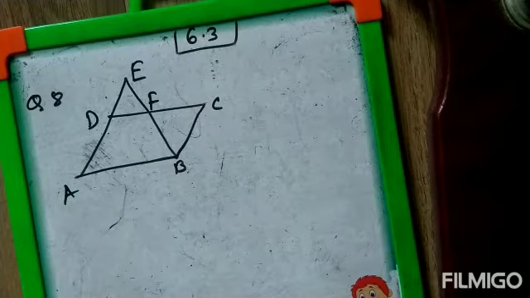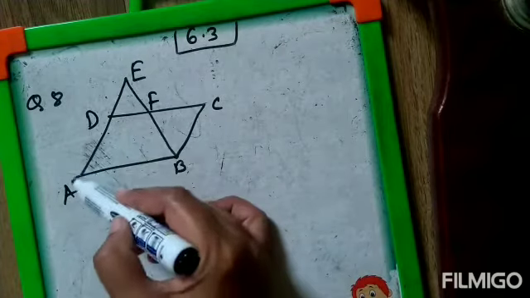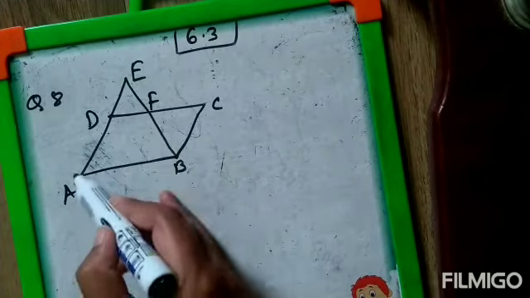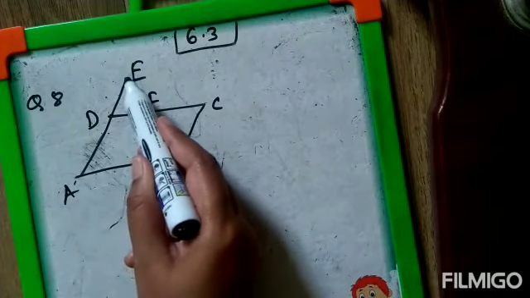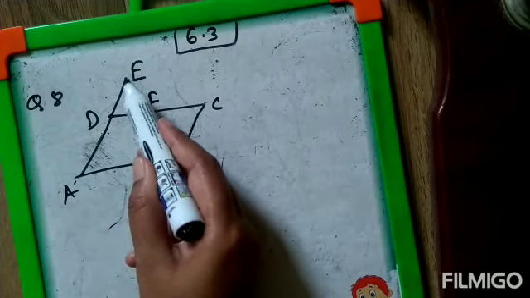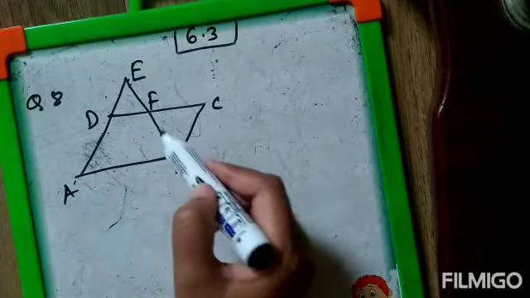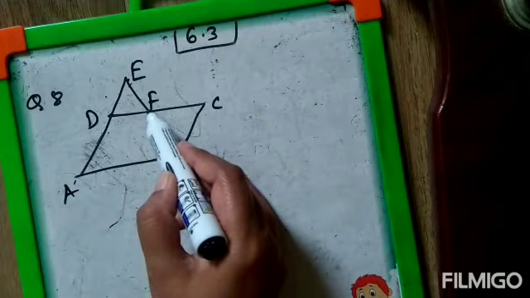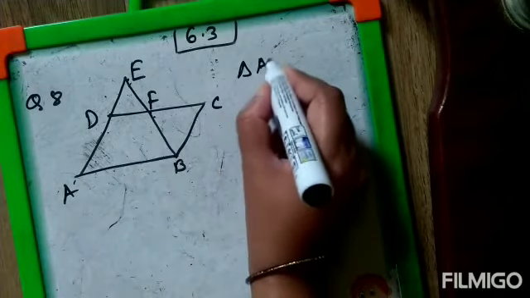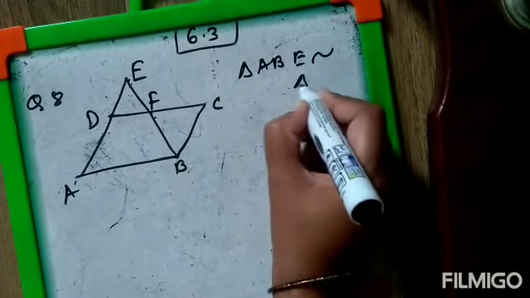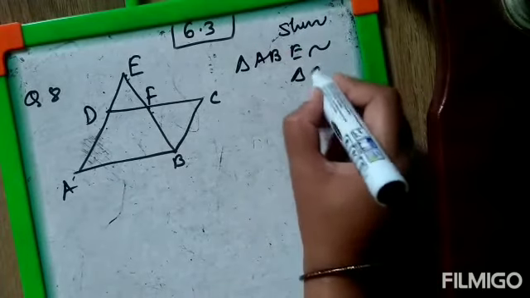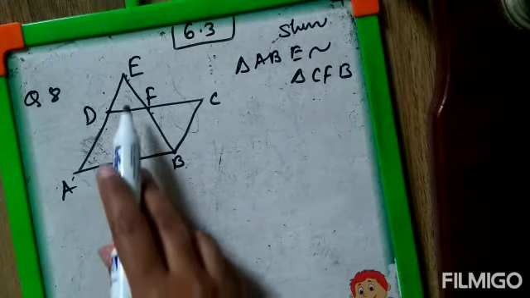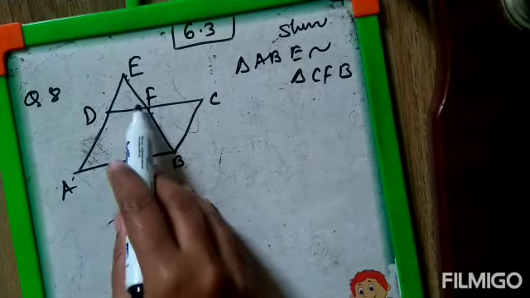Question 8, exercise 6.3. E is a point on the side AD produced of a parallelogram ABCD. See, this is ABCD. This AD side is produced till E, and BE intersects CD at F. Show that triangle ABE is similar to triangle CFB. So we draw here a parallelogram and produce AD to E, and it intersects at F also.